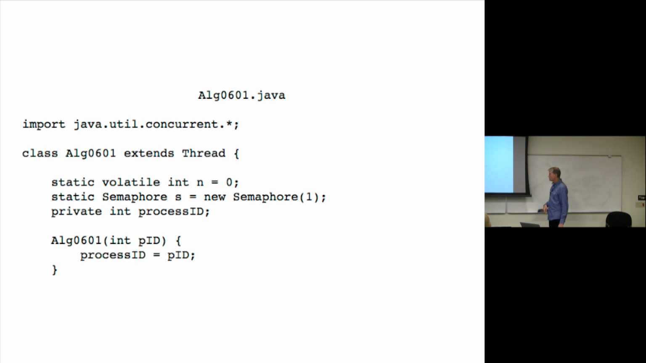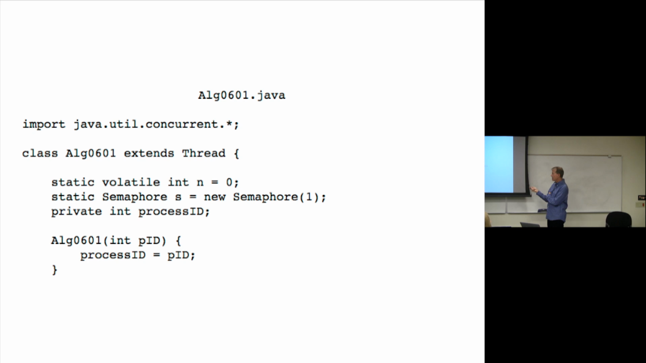So here's the code for algorithm 6.1 in Java. Now look, it's part of the library. When you use a semaphore in Java, you have to say import java.util.concurrent.*. That's all the items in the java.util.concurrent library. The star is a wildcard that imports all of them, because that library is where the semaphores are defined.